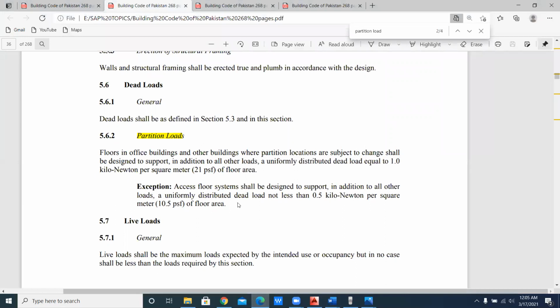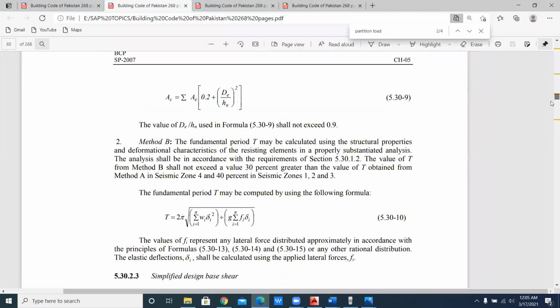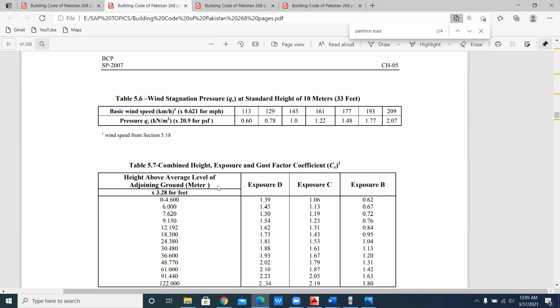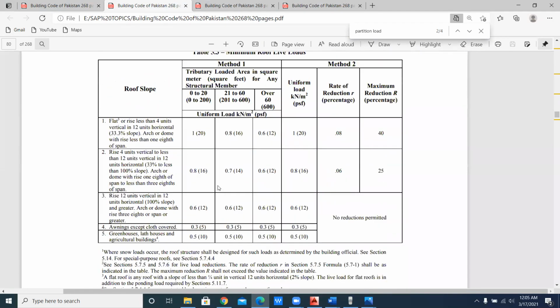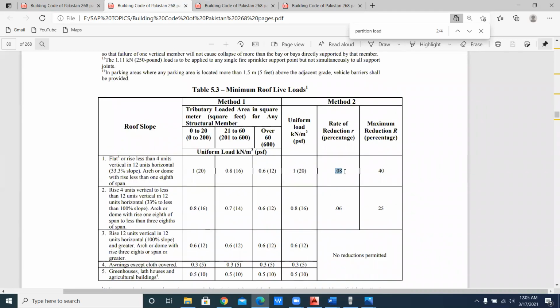Before going to the dead load, I will first make you understand what basically the load is. Chapter number 5, page number 45, I will open. Page number 45. This one is the reduction factor for the roof, 0.08 to 40. That is for the flat roof.